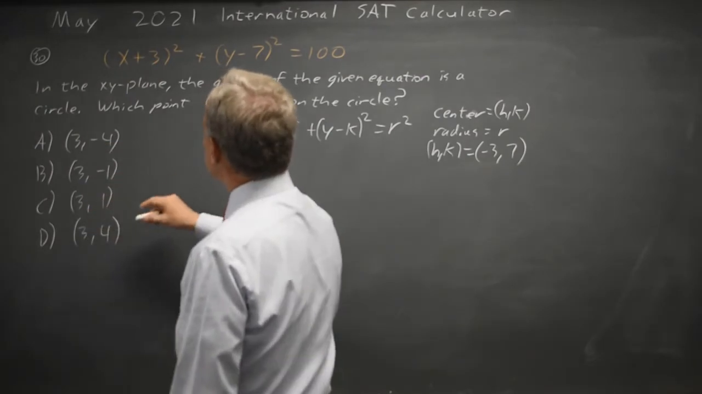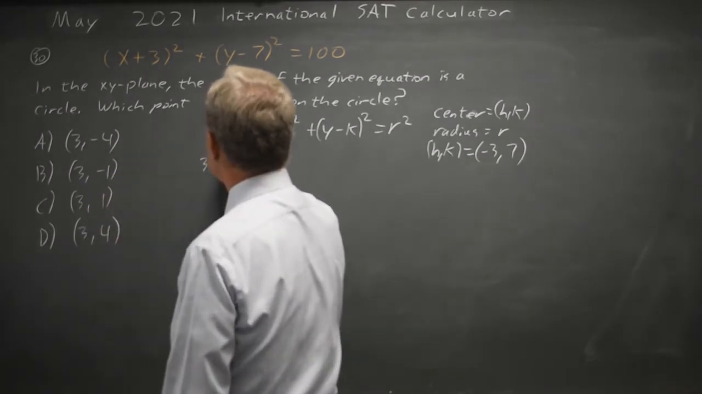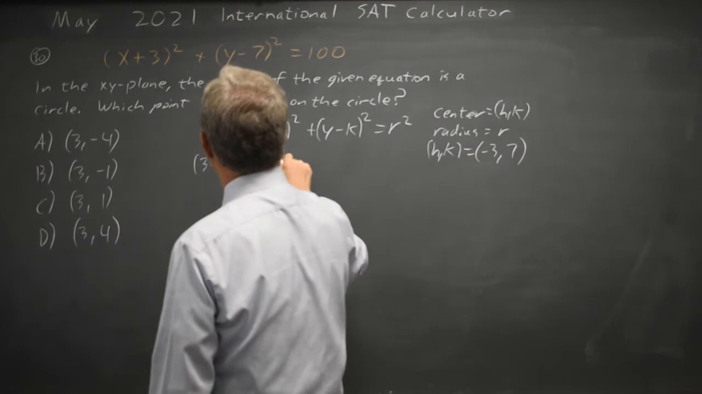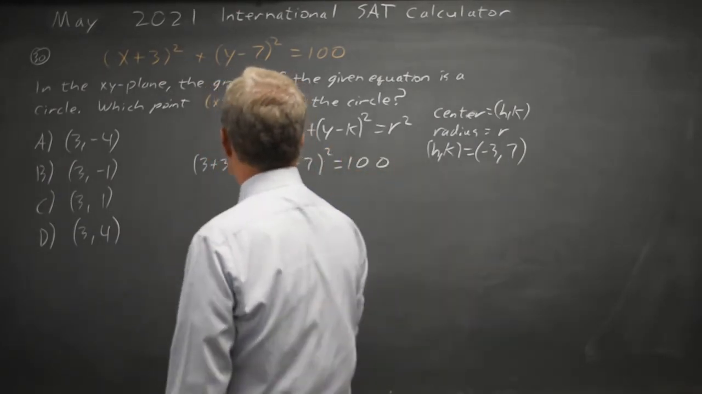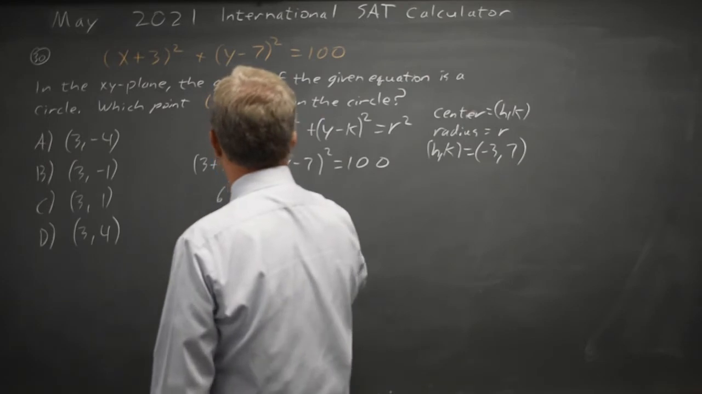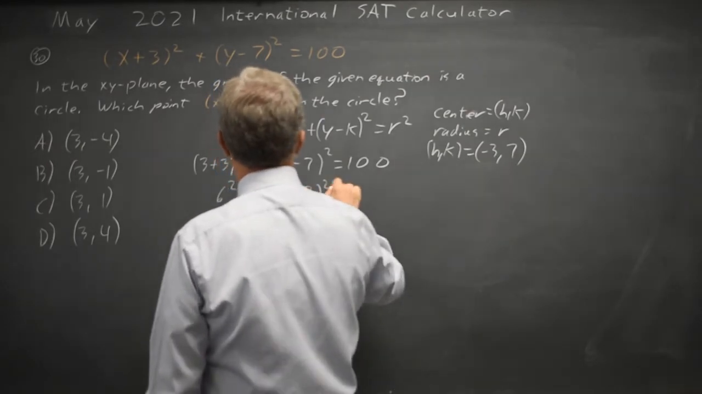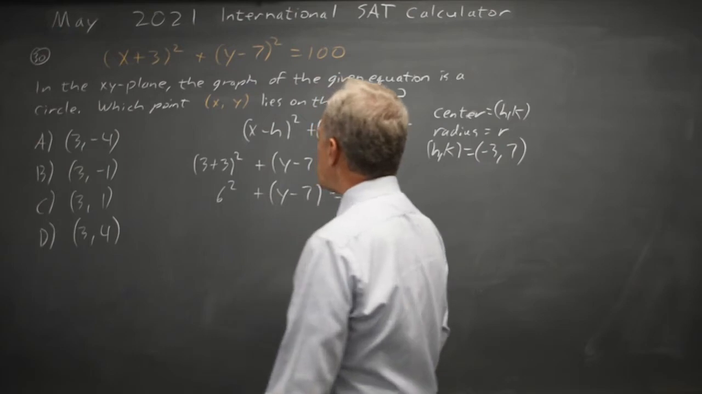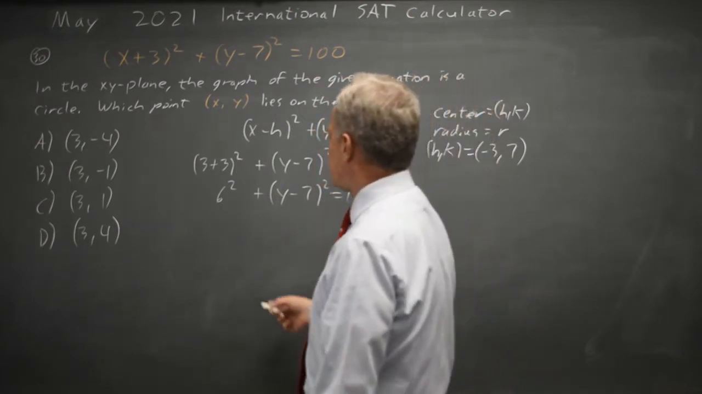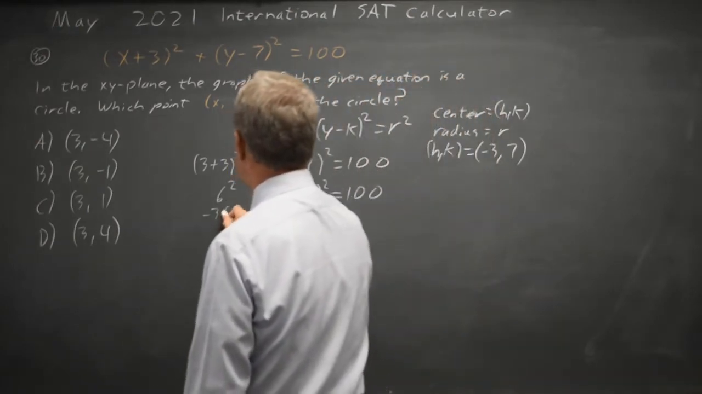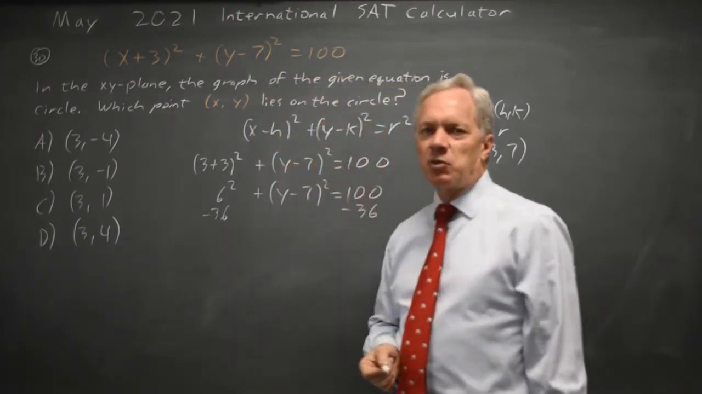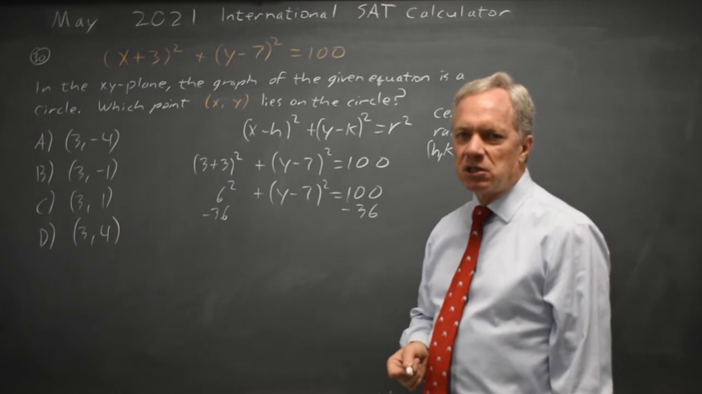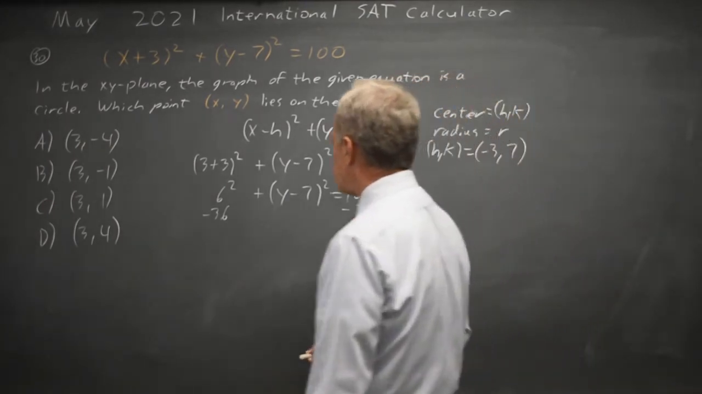All of them have x equals 3, so I have (3 plus 3) squared plus (y minus 7) squared equals 100. So that's 6 squared plus (y minus 7) squared equals 100. And I can substitute in the various y values. 6 squared is 36. I'll subtract 36 from both sides. I could substitute in the y values until I got something that worked, or I can just solve for y, which is what I'm going to do.